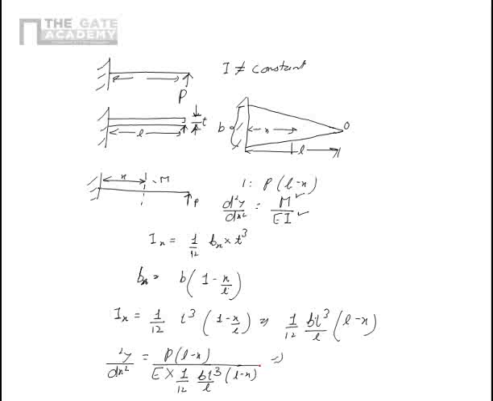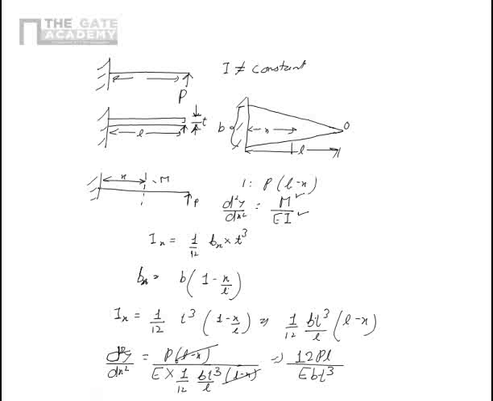Now I solve this equation. L minus x and L minus x is a constant, so it is cancelled out from the equation, and I get 12 PL upon E b t cube. So you see the slope, or rather the curvature, is a constant now. That's a good thing, because the curvature constant means it's a circle.